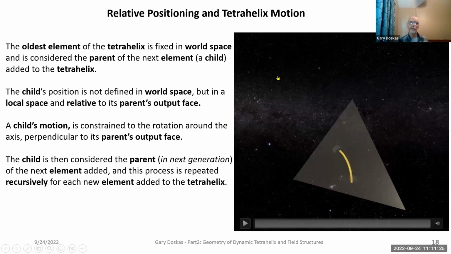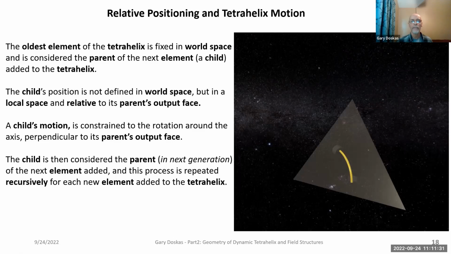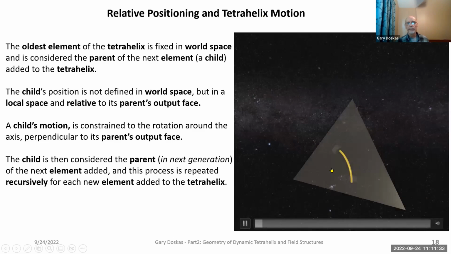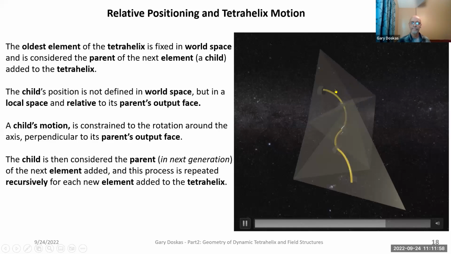So now let's look a little closer at the relative positioning of the elements and the motion inside the tetrahelix. So the oldest element, again, is fixed in world space, and it's a parent of the next element, or child, added to the tetrahelix. And the child's position is not defined in world space, but in a local space relative to its parent's output phase. And then this child could become the parent of the next element added to the tetrahelix. And then this is repeated recursively until all the elements are added to the tetrahelix to form this chain of connections.